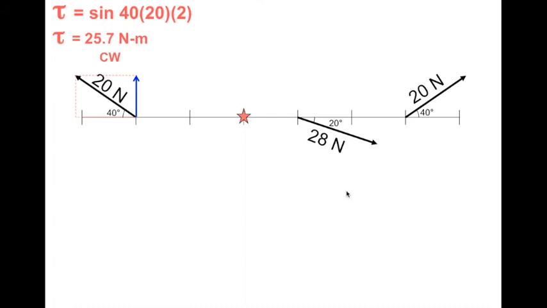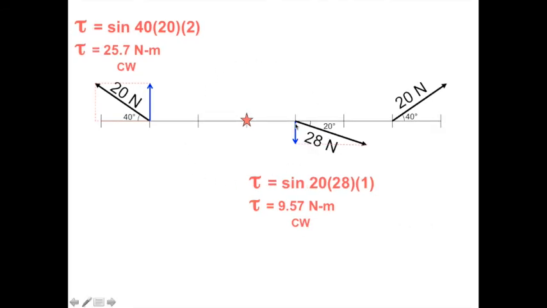Next one. I just need this component. That's the part that causes torque. Again, you can tell if this is my angle, that would be the opposite side here. So I'm using sine again. Sine of 20 times the hypotenuse, 28. That's my force. 1 was my distance from the pivot point. Fire up the calculator, get 9.7 clockwise. Make the blue arrow start going around the star.